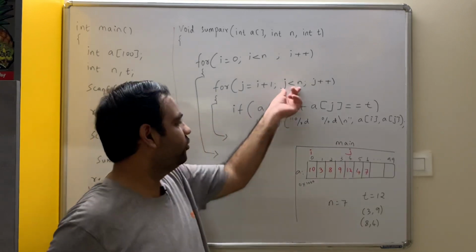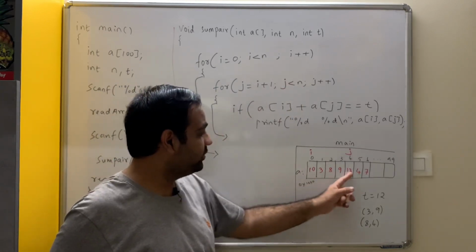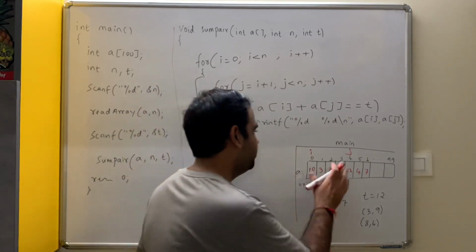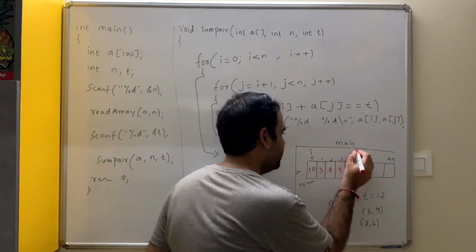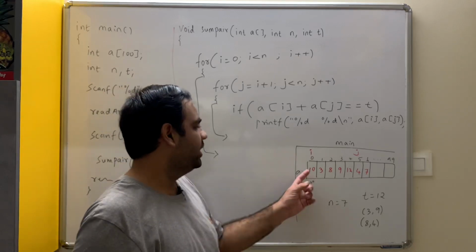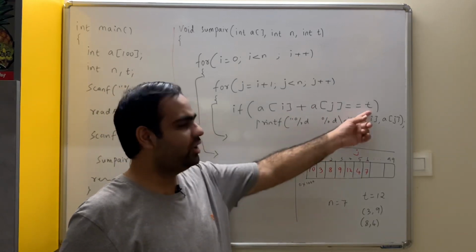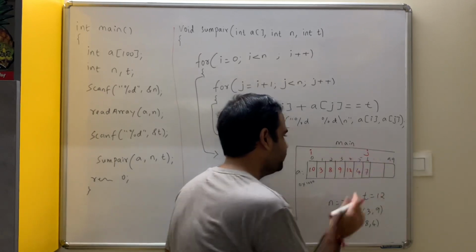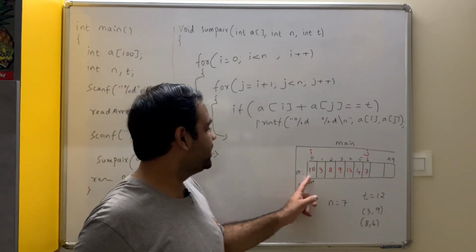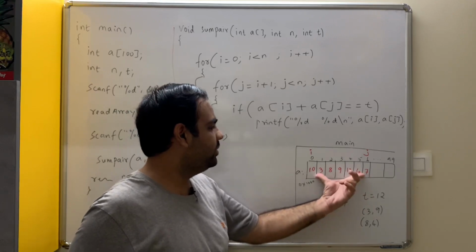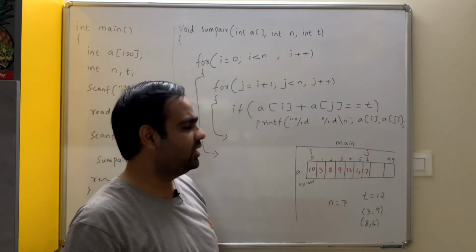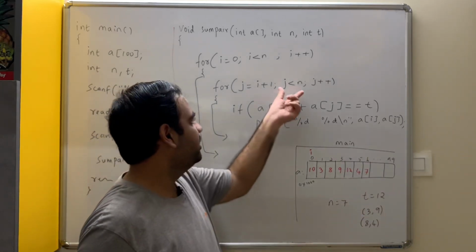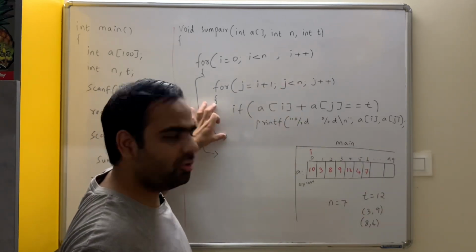j becomes 4, 4 less than 7, yes. 10 plus 12 is 22, 22 is equal to 12? The condition is false. Again you say j plus plus. j becomes 5. 10 plus 4 is 14, 14 equal 12 is false. Again you say j plus plus. Now you see here, a of i is 10, a of j is 7, 10 plus 7 is 17, 17 equal 12, the condition is false. Again j plus plus, j becomes 7, 7 less than 7 is false. You come out of this loop.